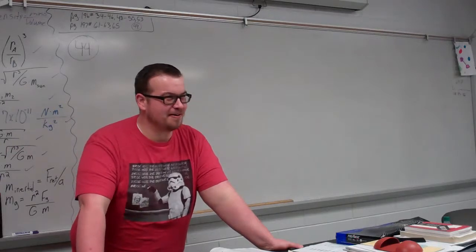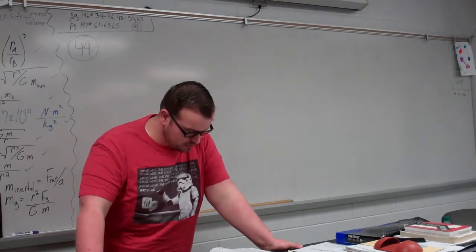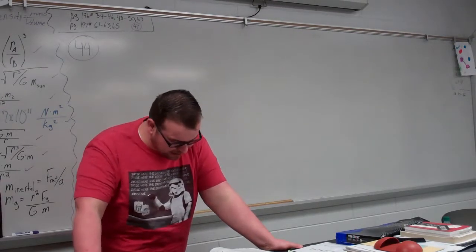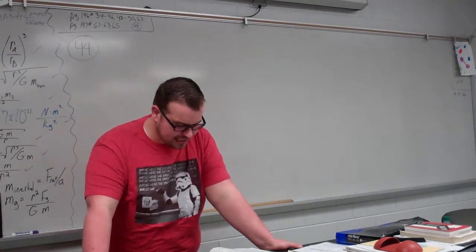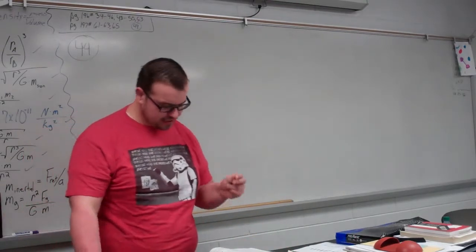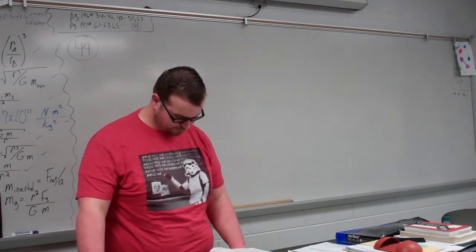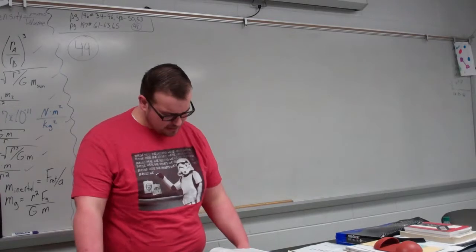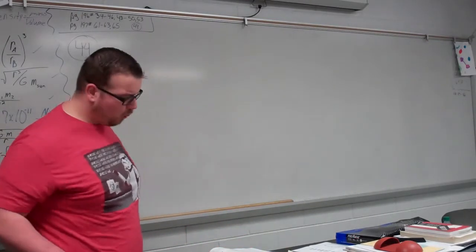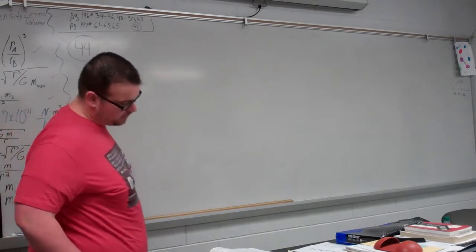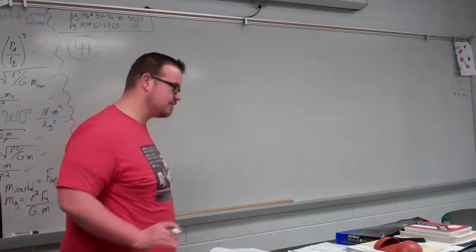Alright, number 44. The star HD102272 has two planets. Planet A has a period of 127.5 days and a mean orbital radius of 0.651 astronomical units. Planet B has a period of 520 days and a mean orbital radius of 1.57 astronomical units. What is the mass of the star in units of the sun's mass?